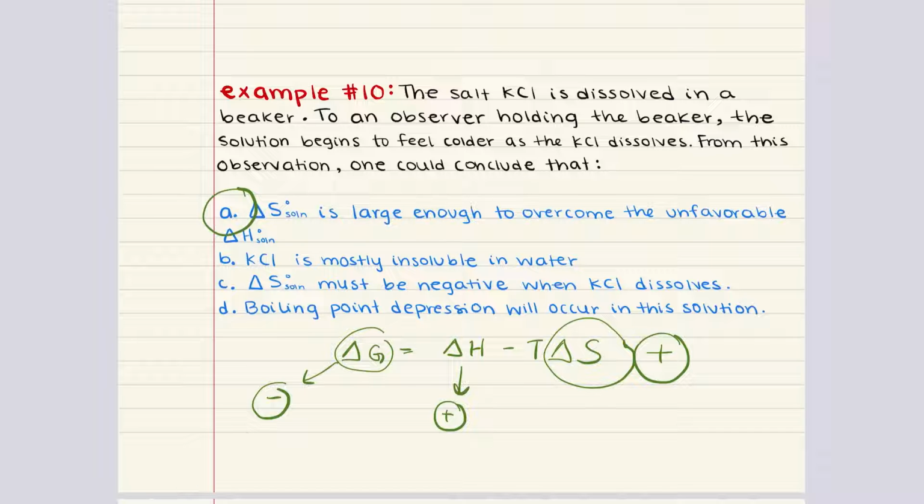Now, B is incorrect because it is clearly stated that potassium chloride dissolves. Also, if you remember your solubility rules, all salts of group 1 metals are soluble. So B is incorrect. C is also incorrect because delta S must be positive in order for potassium chloride to dissolve. And then D is incorrect because solute dissolution would cause the boiling point to elevate, not depress. And so that answer choice is also incorrect. It is also not a piece of evidence that could be found simply by observing the beaker's temperature change. So the correct answer for problem 10 is going to be A.